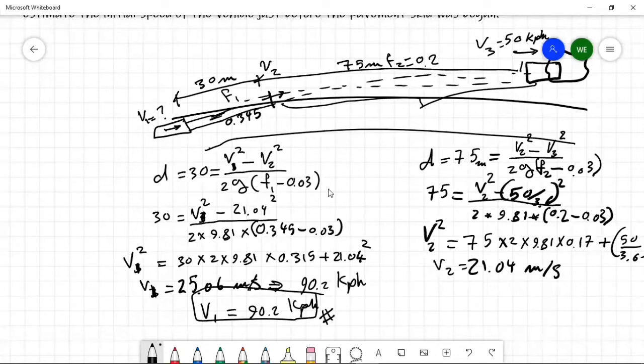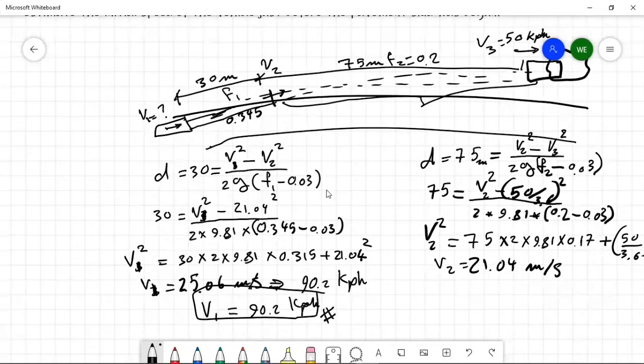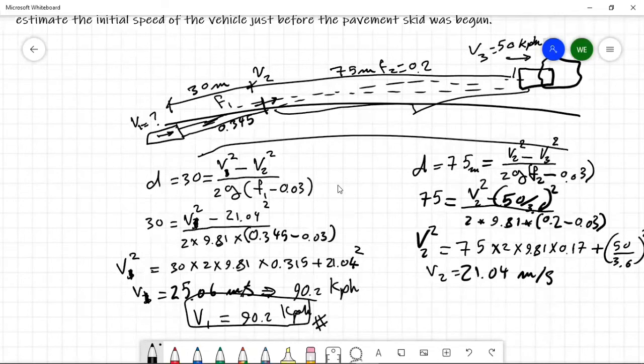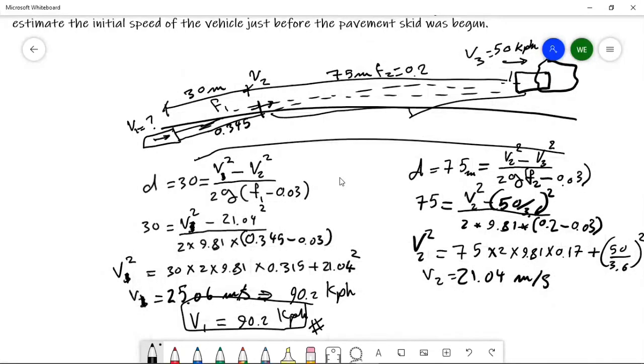Any questions? As you can see, we have used the stopping characteristics of vehicles in accident analysis. That's a typical application for the analysis of stopping characteristics for vehicles.